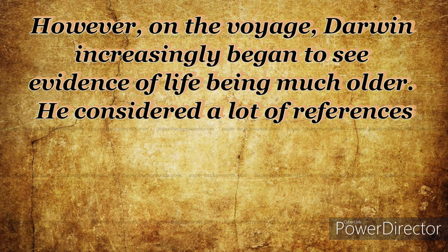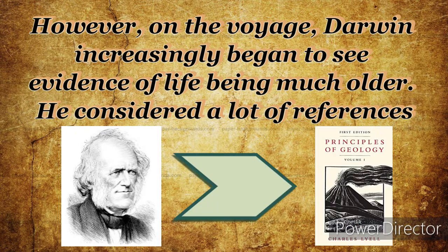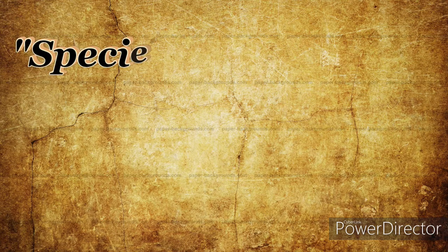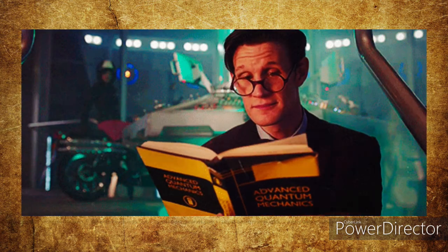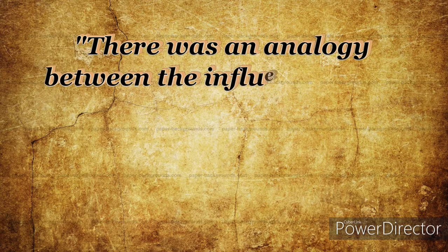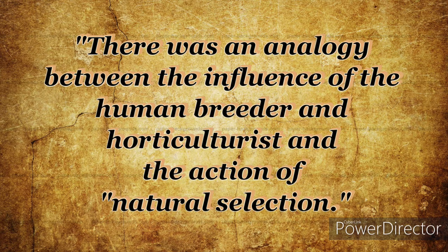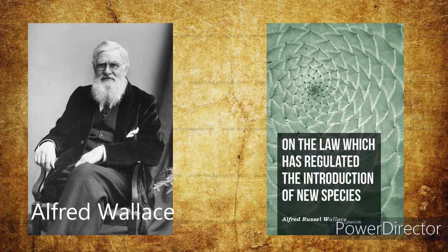He considered a lot of references. Some of these were from the book of Charles Lyell, Principles of Geology, which stated that species, like geologic features, evolved gradually and died out gradually. He also read An Essay on the Principle of Population by Thomas Malthus, where he concluded that there was an analogy between the influence of the human breeder and horticulturist and the action of natural selection. And he was also amazed by the paper of Alfred Wallace, entitled On the Law Which Has Regulated the Introduction of New Species, which contributed a lot to Darwin's theory.